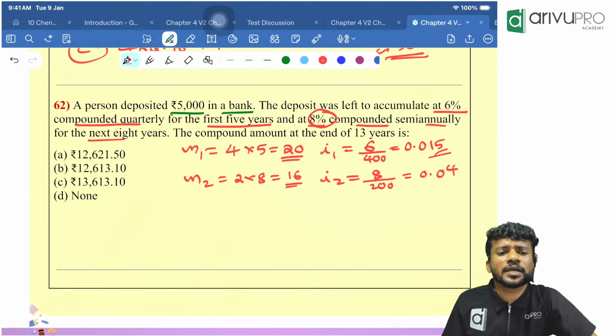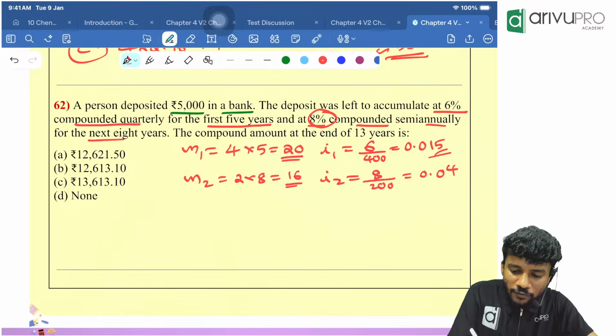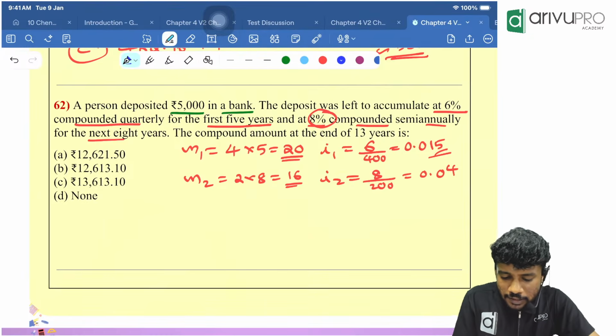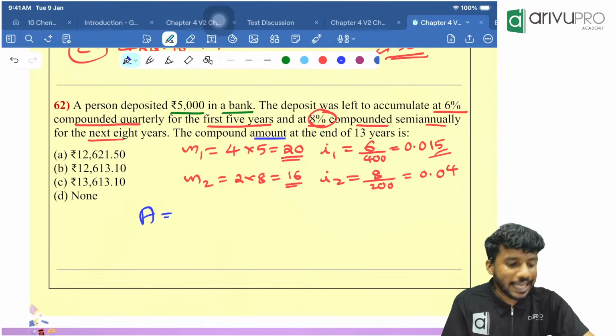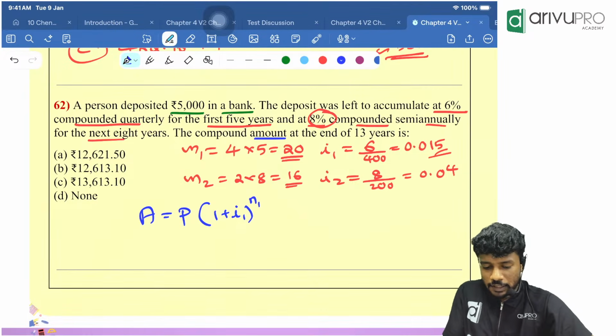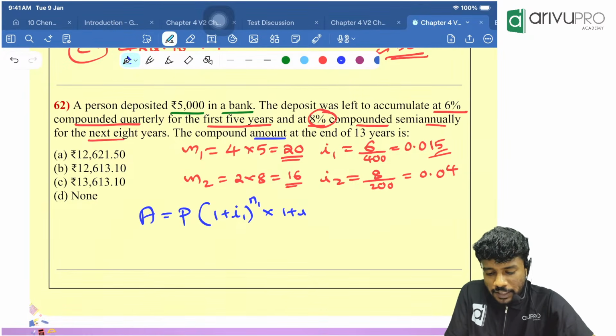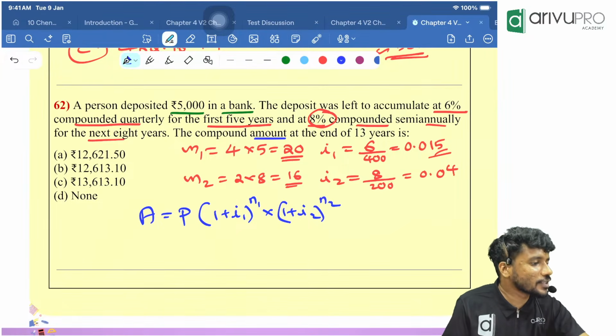Now people, what is the basic formula of amount? P into (1 plus i) the whole power n. But here two cases are there, so I should multiply them separately. I will write it like A is equal to, they are asking at the end for the compound amount, the A value. P into (1 plus I1) the whole power N1 into (1 plus I2) the whole power N2. This is the way you should write.